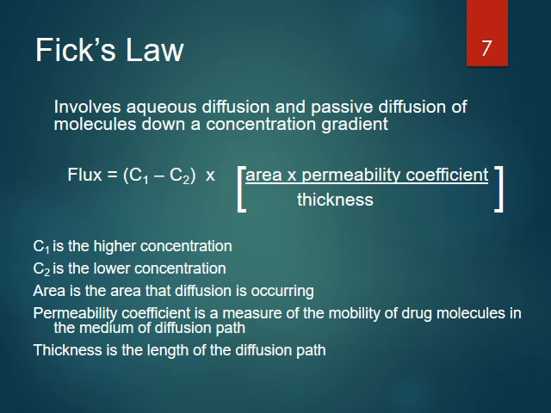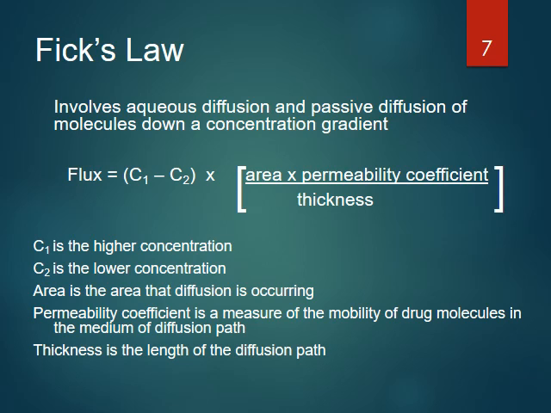Fick's law is a way we can look at several components of not only the drug itself and the concentrations, but also the membrane that it's trying to cross, to see how well that's going to occur. Again, this is a passive process, so it's going to rely on concentration gradients in order for this to occur. The different components you're going to be seeing are C1 and C2, C1 being the higher concentration and C2 being the lower concentration.